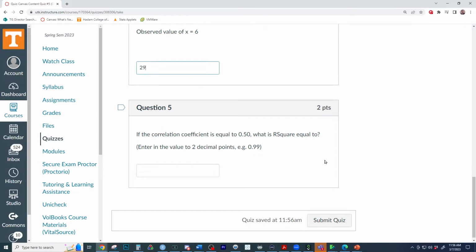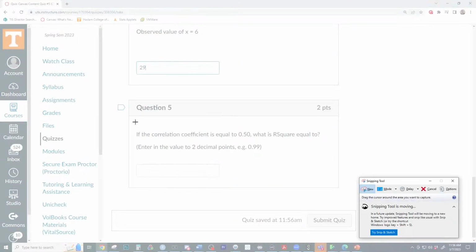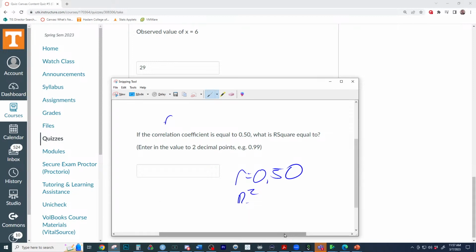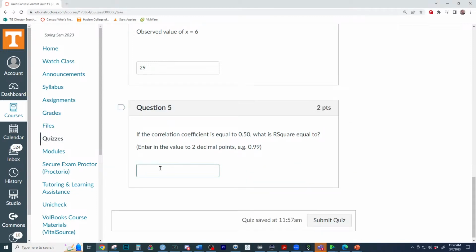If the correlation is equal to 0.5, what is R squared? So R squared, if we know our notation, can be found by doing R squared. And correlation is R, so it's saying R is equal to 0.50. So what is R squared? Now, R squared is reported as a decimal, interpreted as a percent, but it's reported as a decimal. So R squared is equal to 0.5 squared, which is 0.25. There we go.